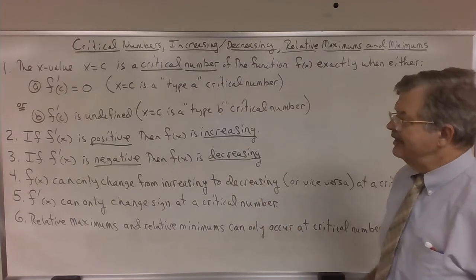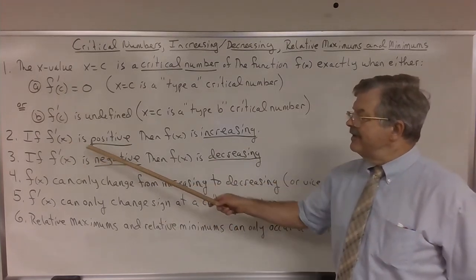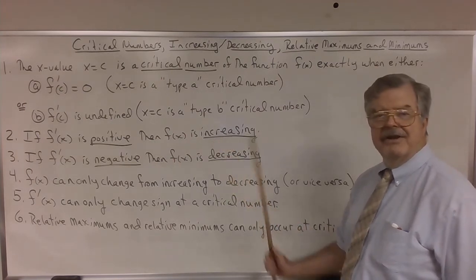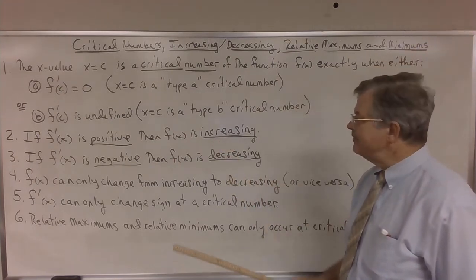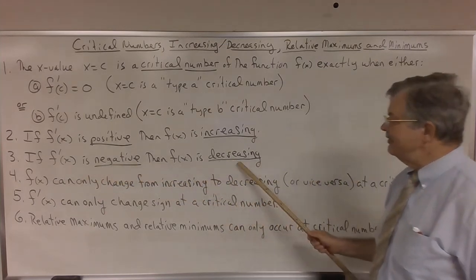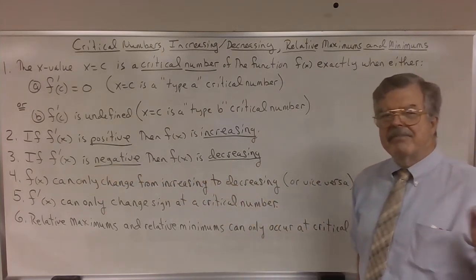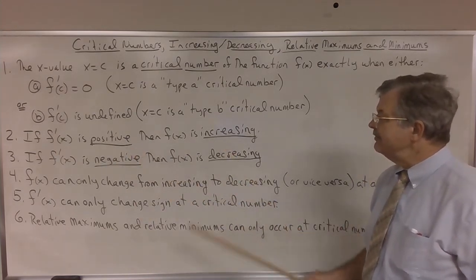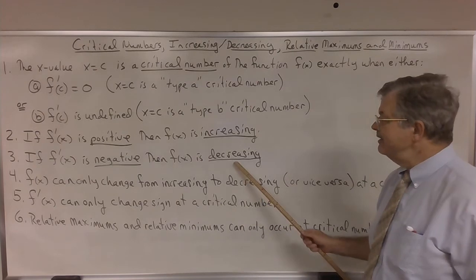Increasing and decreasing. If the derivative is positive, then f of x is increasing, going uphill from left to right. If the derivative is negative, f of x is decreasing. And remember the natural association: positive, increasing, negative, decreasing.